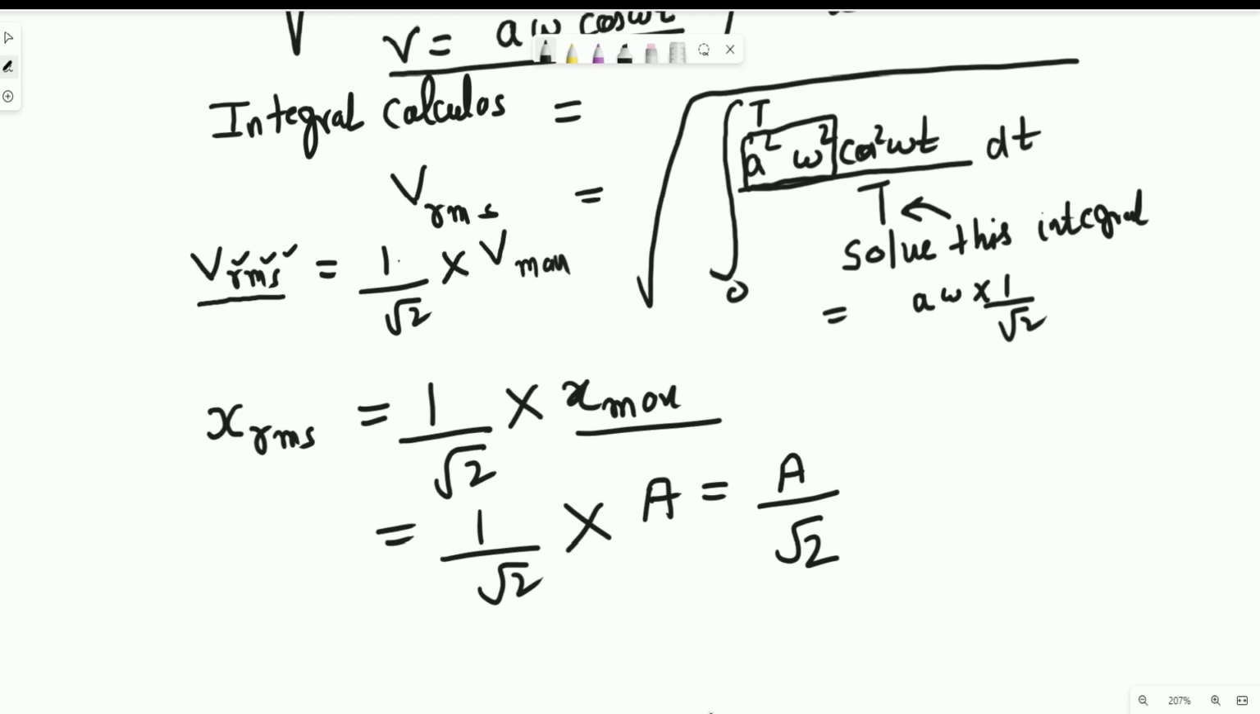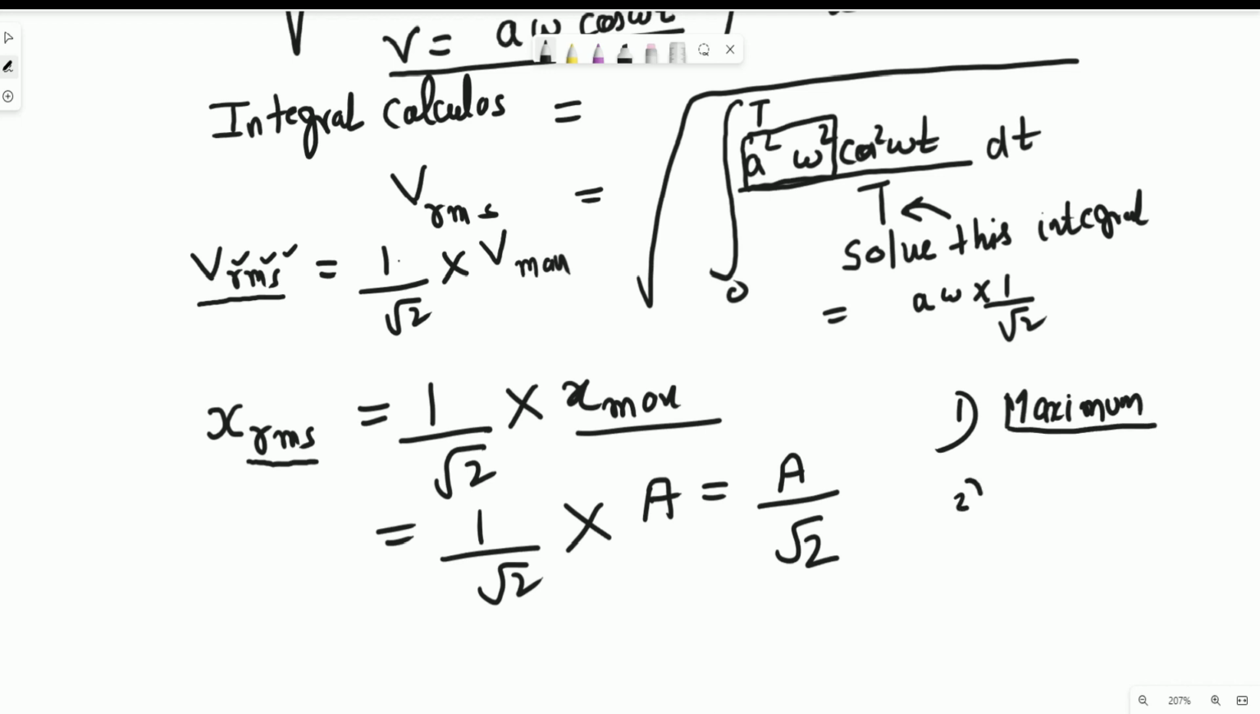If you are a biology student, you may still find it harder. Just memorize this. The moment you see root mean square, the first step is to write what is the maximum value of that function, sine or cosine function.